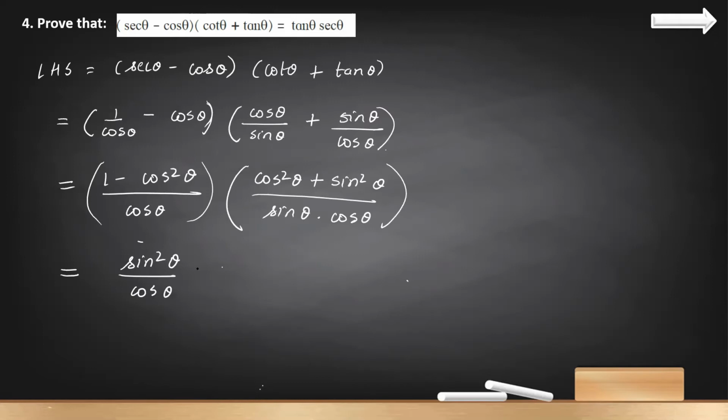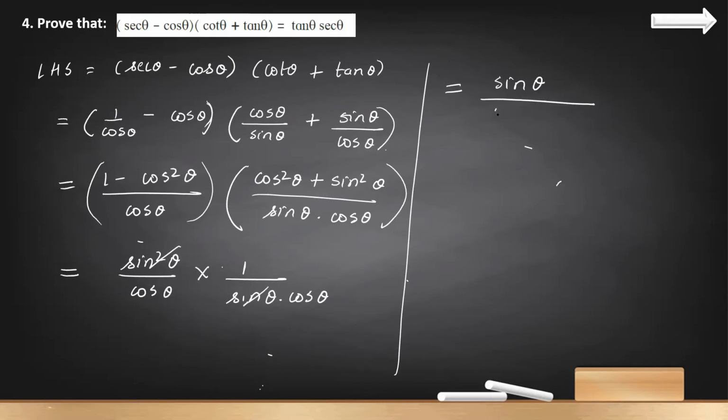Now this 1 minus cos square theta can be written as sine square theta, so sine square theta upon cos theta multiplied by, now again this particular cos square theta plus sine square theta, we know that is going to be 1. So this is 1 upon sine theta into cos theta. Now one sine and one sine will get cancelled over here, so we are remaining with one sine in the numerator, that is sine theta upon cos theta into cos theta.